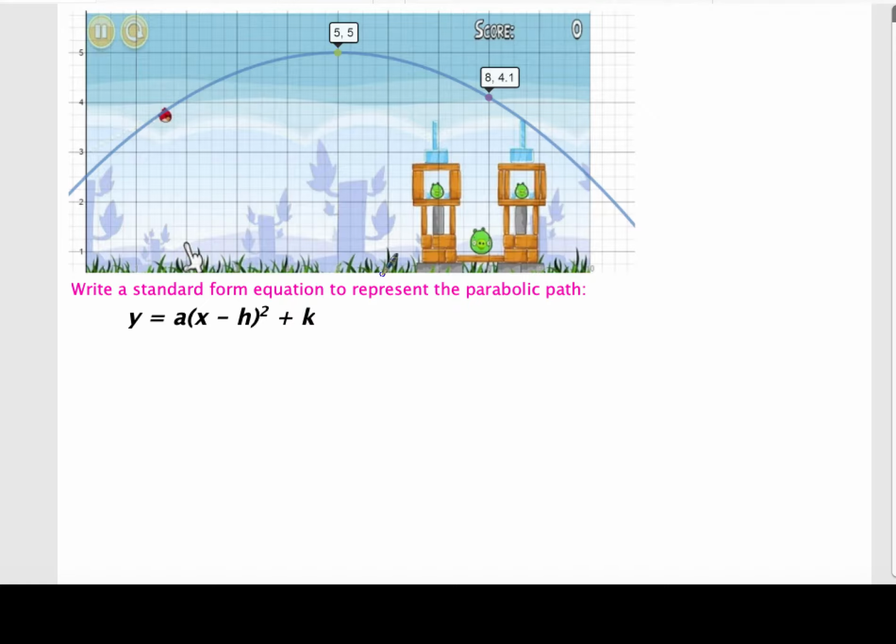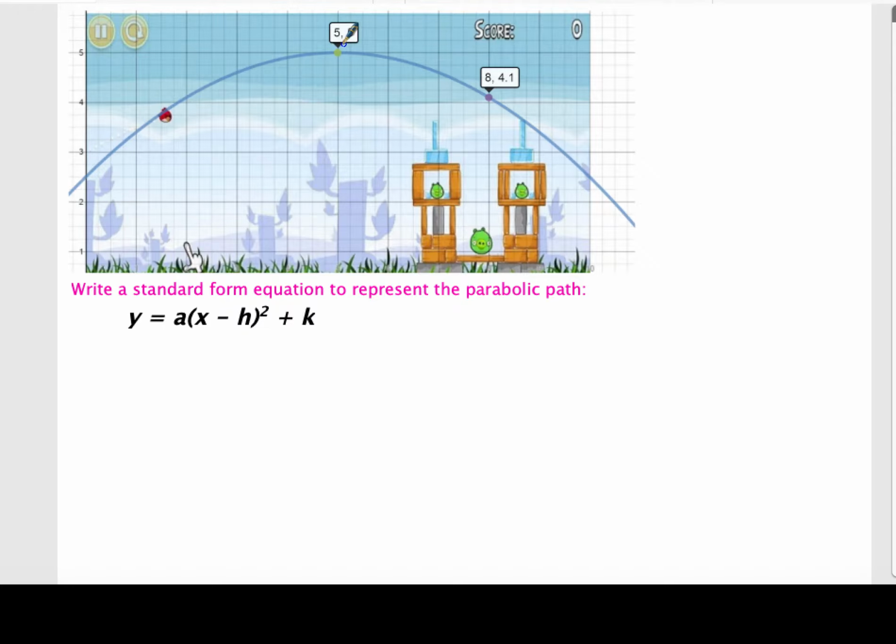So we've got a little bit of some angry birds up here, but we've got a parabola showing where that bird's going to fly through the sky here. And what we want to do is set up a standard form equation. So the form of the equation down below, y equals a times (x minus h) squared plus k, to model the path of that bird.